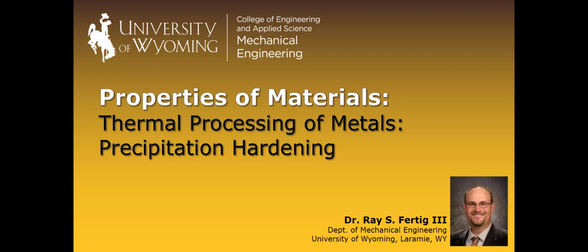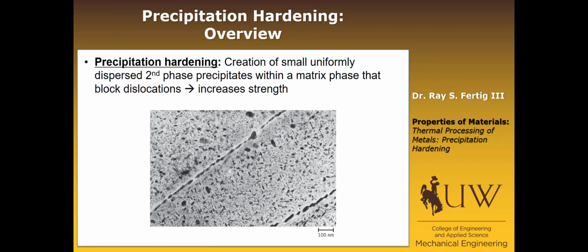In this last lecture on thermal processing of metals, I want to cover a process called precipitation hardening. All precipitation hardening is the creation of small, uniformly dispersed second phase precipitates within a matrix phase, and these precipitates block dislocations, which means it increases strength.